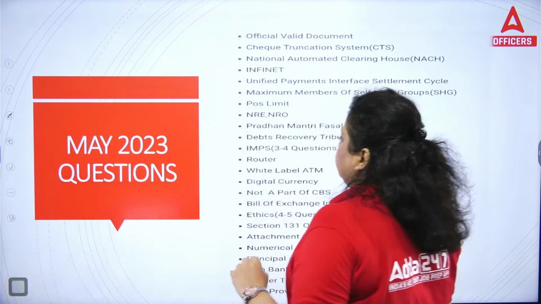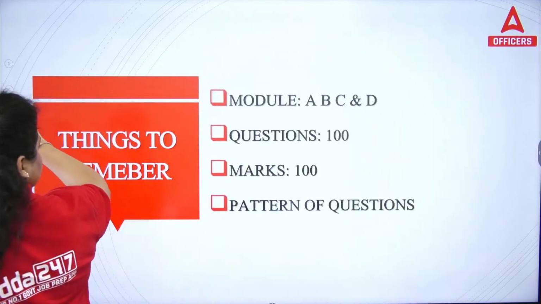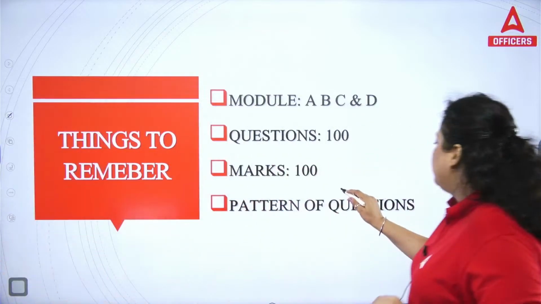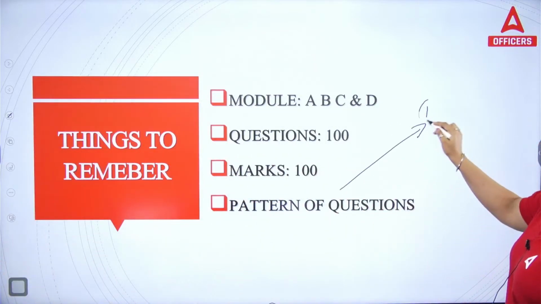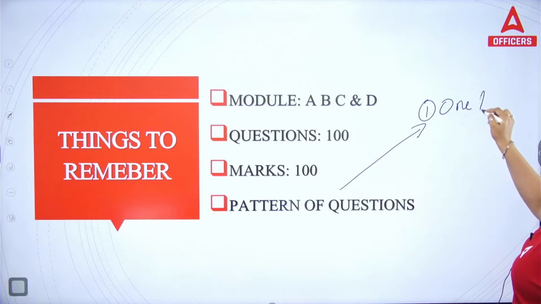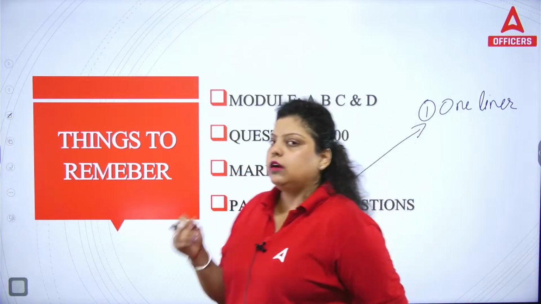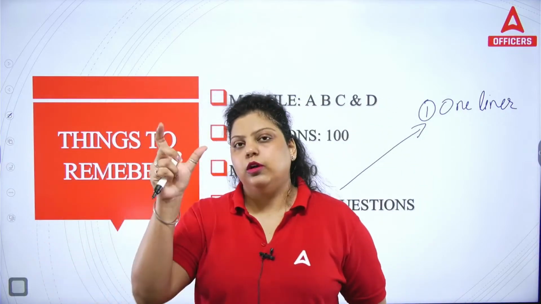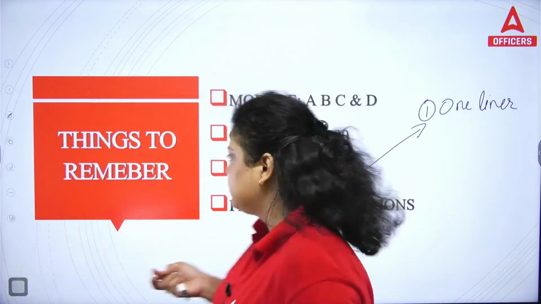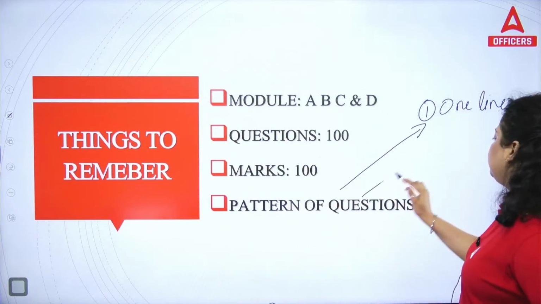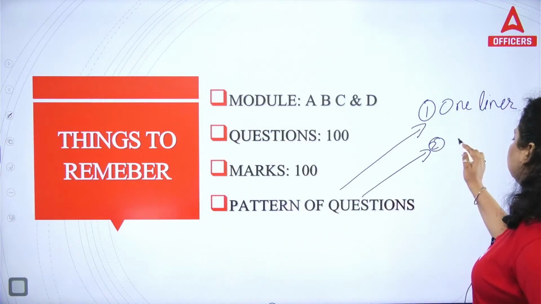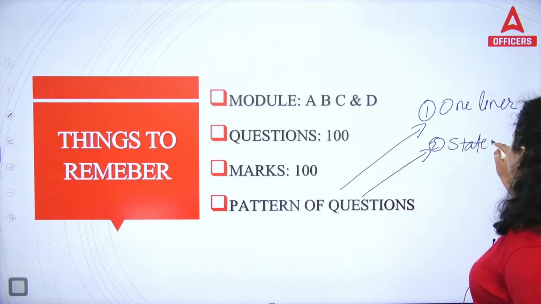So first of all, the first pattern of question you can see here, that is one-liner questions. One-liner questions means simply short questions with the options, 4 options, and the options will be also one-word options. That is the one-liner questions. The second pattern will be seen, that is a statement-based question.